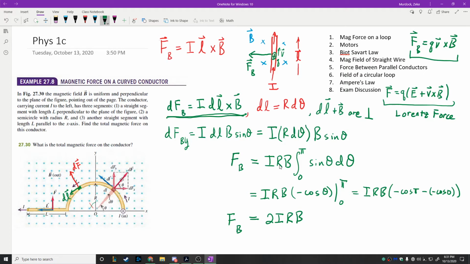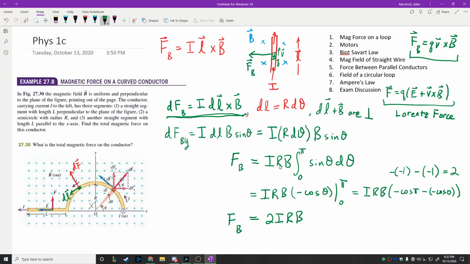But let's see. So let's just work it out. So cosine of pi is -1. So this is the negative of -1 minus -1. Well, that's a lot of negatives, but I'm pretty sure that's equal to 2. Yeah. Just checking to make sure. That's a good question. So there's your force.